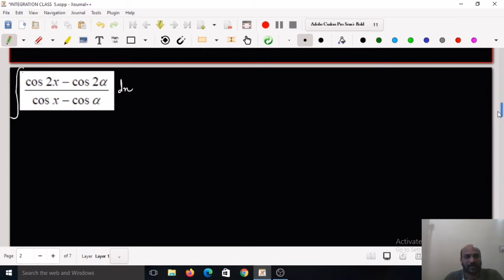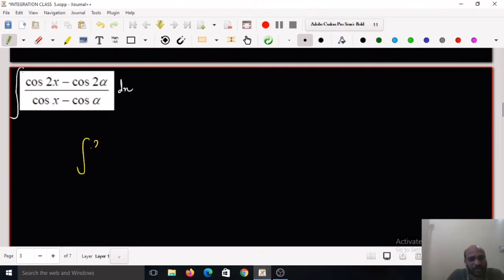Now next one, integration of cos 2x minus cos 2 alpha by cos x minus cos alpha. Here it is 2x. This one you have to express in terms of x, then only we can cancel. Cos 2 alpha you have to express in terms of cos alpha. What is the method? Cos 2x in terms of cos x.